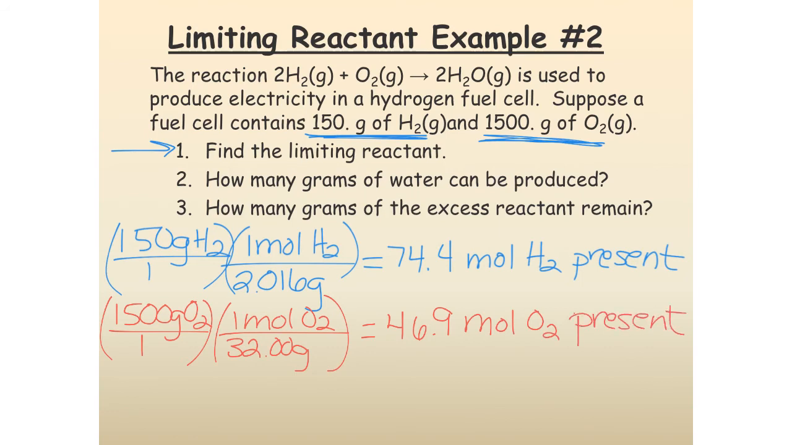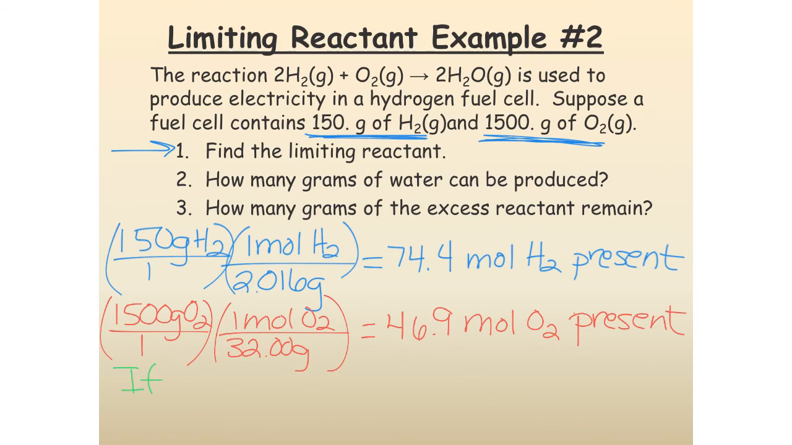Okay, now we need to figure out my limiting reactant. They're not in a 1-to-1 ratio, so we cannot just assume that the one that's less is the limiting reactant. We have to look at it. And again, you can start with either one. It doesn't really matter. So let's say we start by looking at hydrogen.